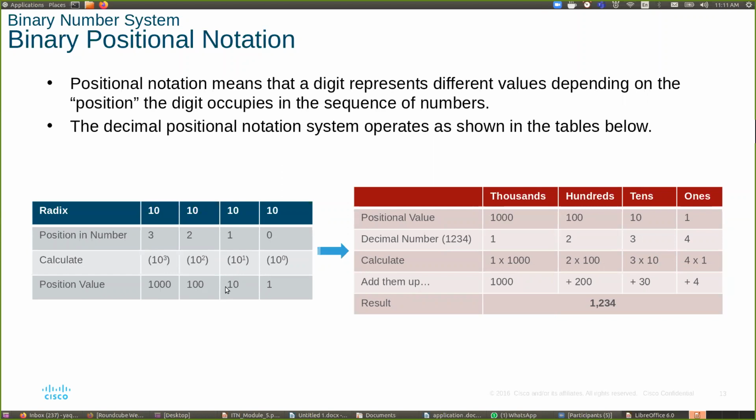The same thing is done here. All these values are calculated. You can see thousands, hundreds, tens, and ones. 4 times 1 is 4, and then 3 times 10 is 30. All those values are added up here, and you are given 1,234.